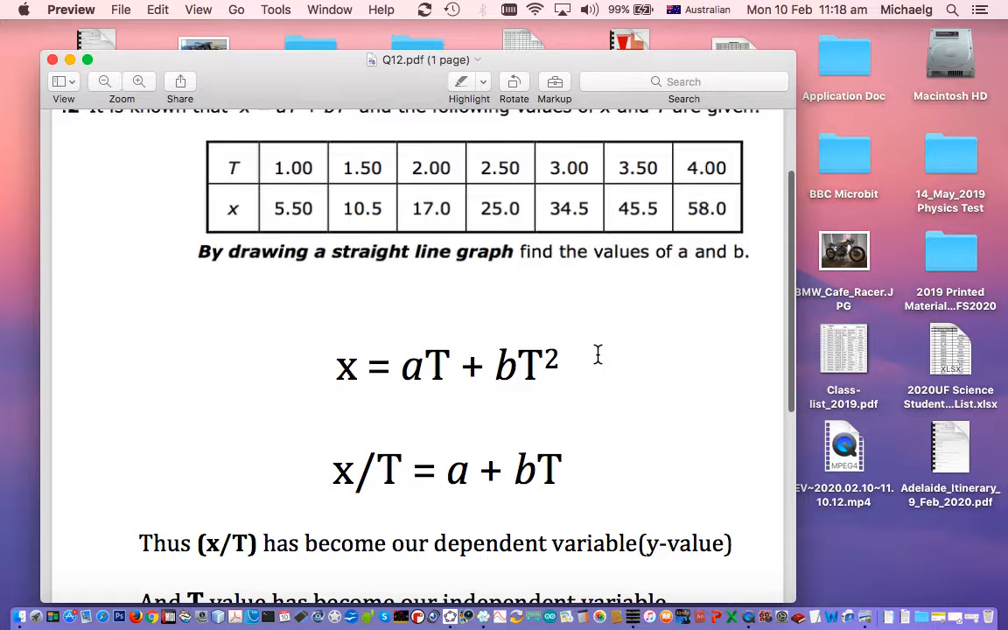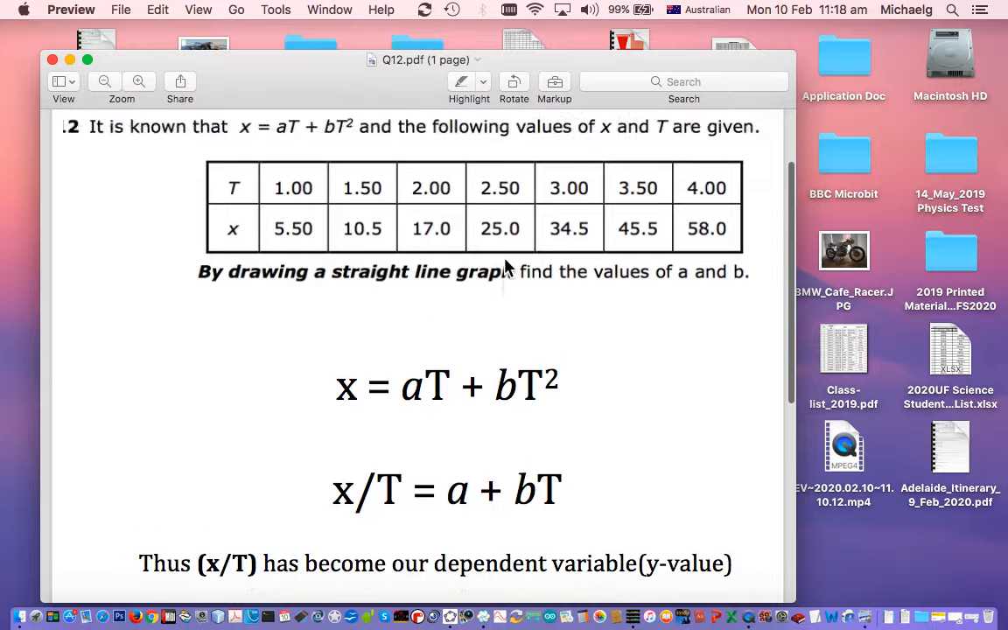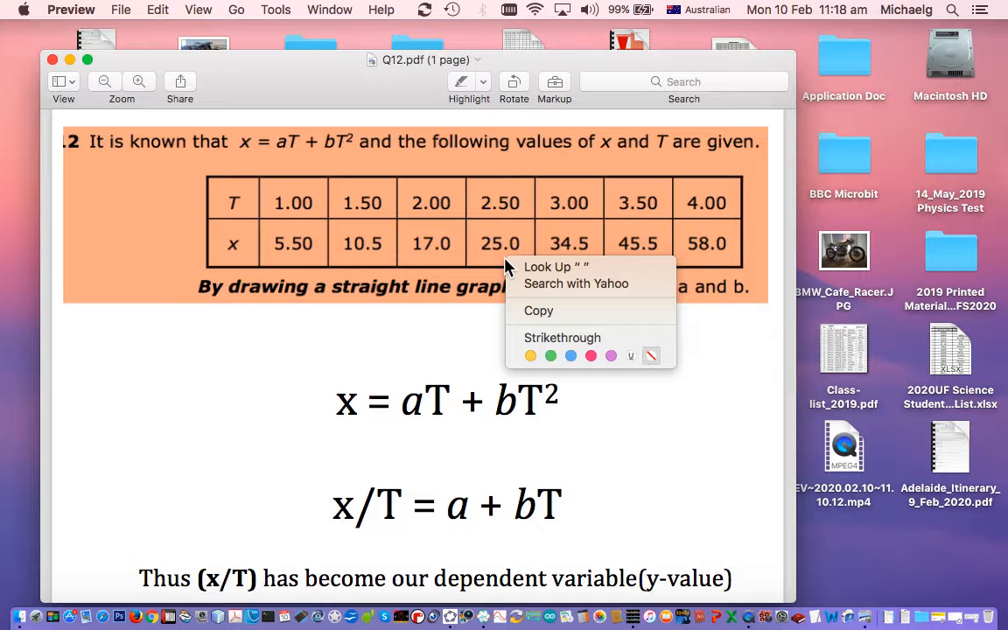Okay, so when we're graphing, especially when we're graphing manually, we nearly always graph with a straight line because it's very easy to manually find a line of best fit. But computers are very powerful, so I'd like to show you an alternative way of bypassing that. Obviously here this question asked by drawing a straight line graph, so I've showed you this way, but I'm going to show you a quick way.